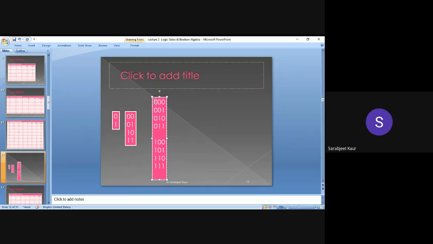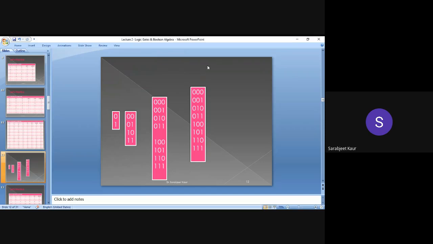Very good. Now let us construct the input combinations for the 4 variable Boolean expression. Okay. So I'm going to take these 8 and just copy them here.